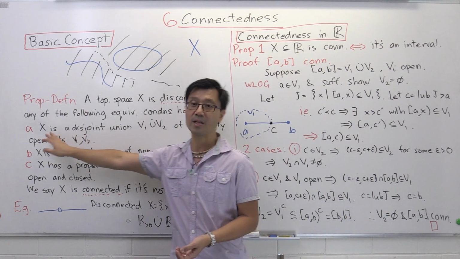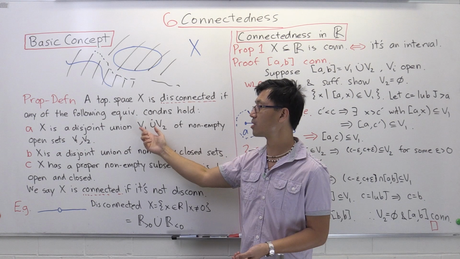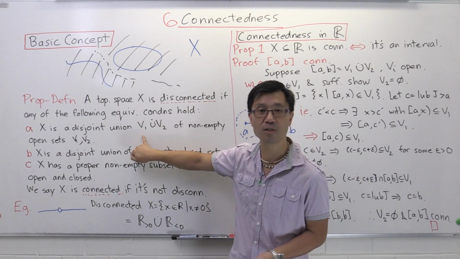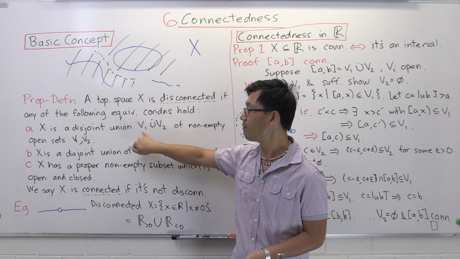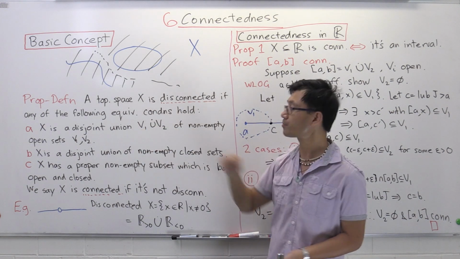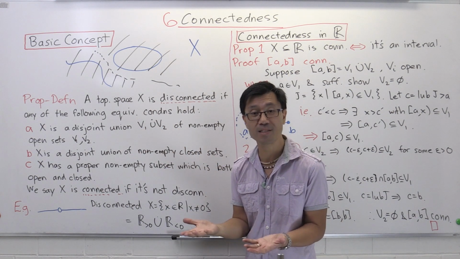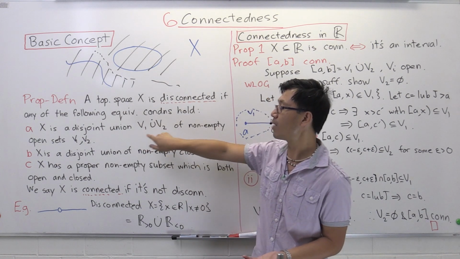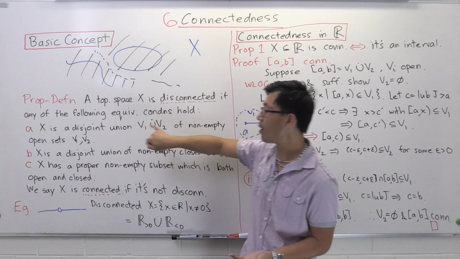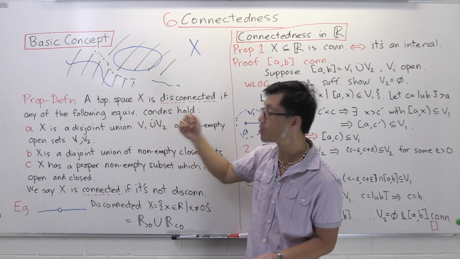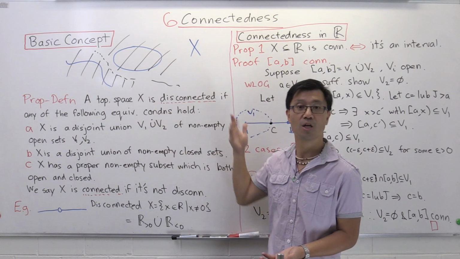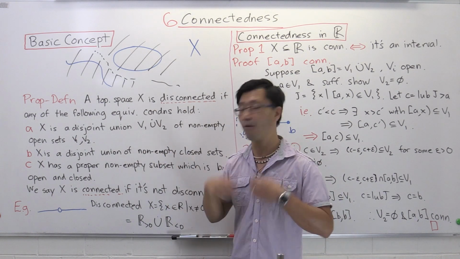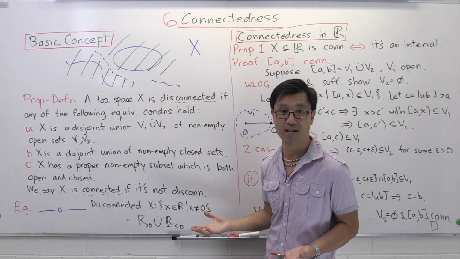So what does it mean to express X as a disjoint union of two sets V1 and V2? Well, that just means that V2 is the complement of V1, or equivalently, V1 is the complement of V2. Of course, the complement of an open set is a closed set. So V2 being the complement of V1 is closed, and similarly V1 is closed. So this is actually equivalent to the statement that X is a disjoint union of non-empty closed sets.